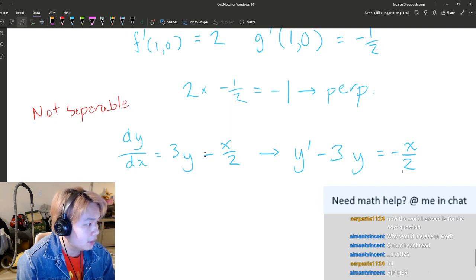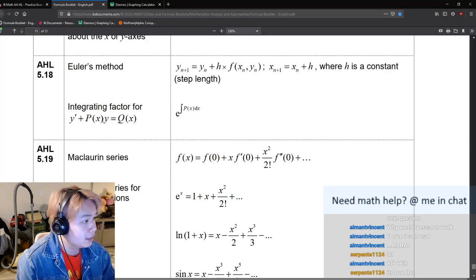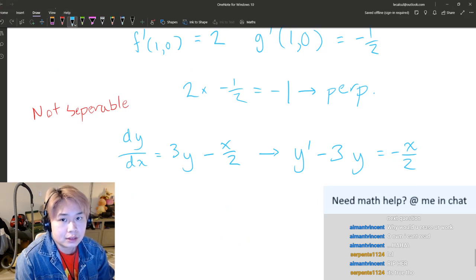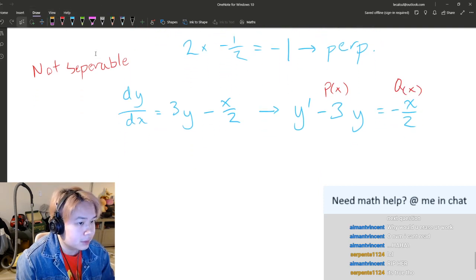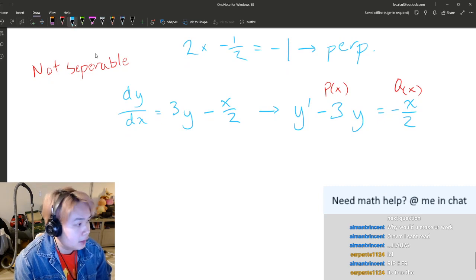Okay, let's see. I move this over here. And then now this is in this format. So -3 is my p of x, and then this is my q of x. So I think we just go through with the integrating factor.